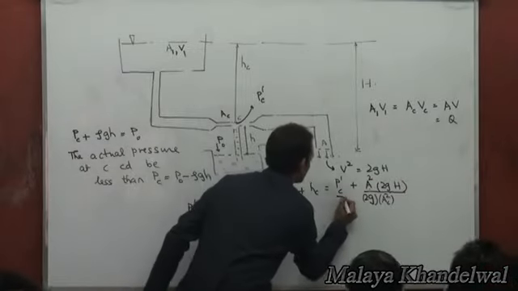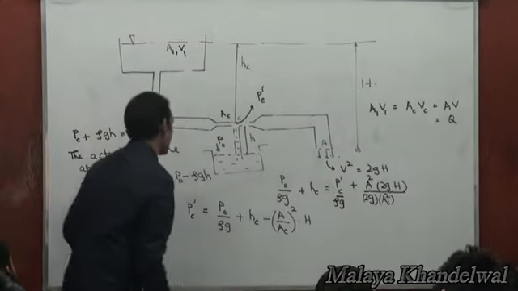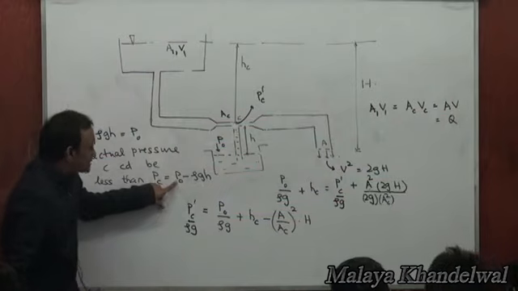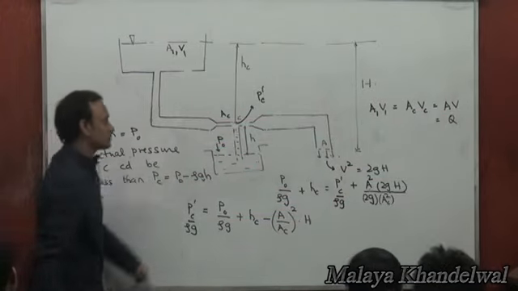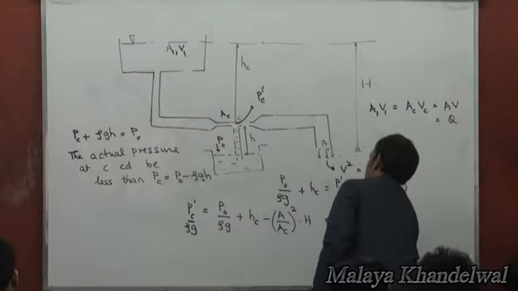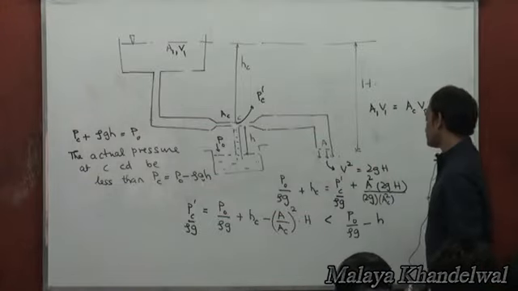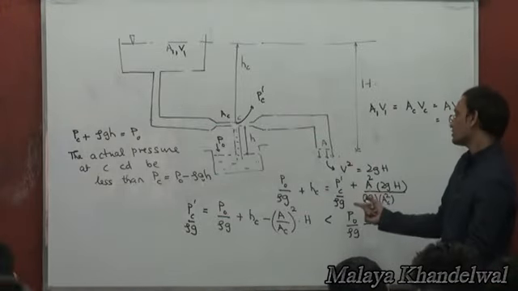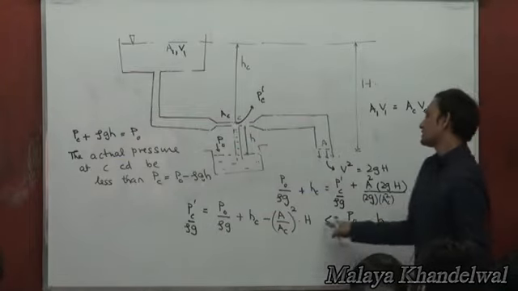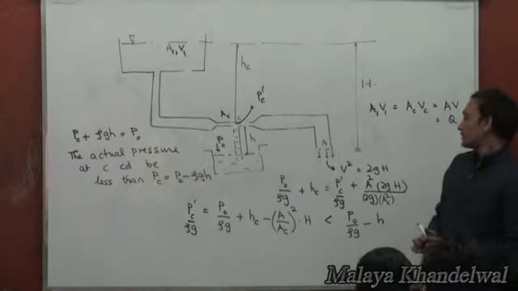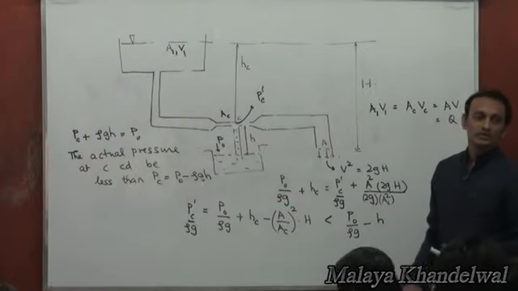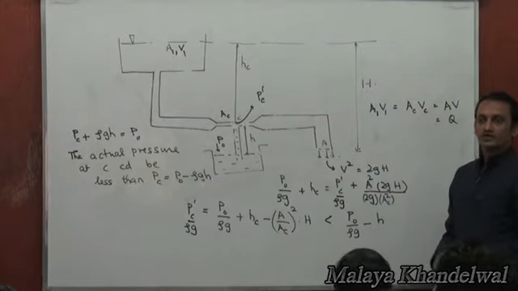No, I'm sorry, this P prime C by rho g is this, and this has to be less than P naught by rho g minus h. Then P naught by rho g will get cancelled, and we have A by AC whole squared greater than H plus Hc by capital H. Taking the square root of that, A by AC, the limit can be found straight away, right?